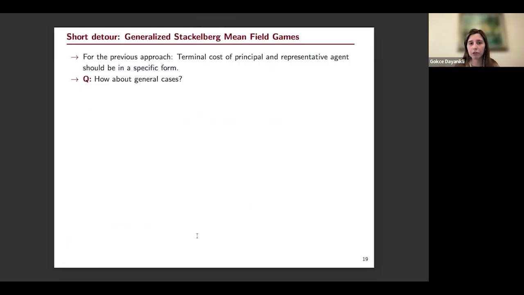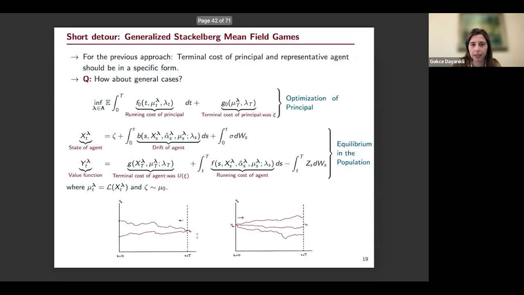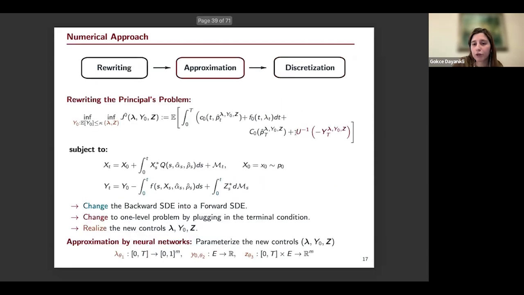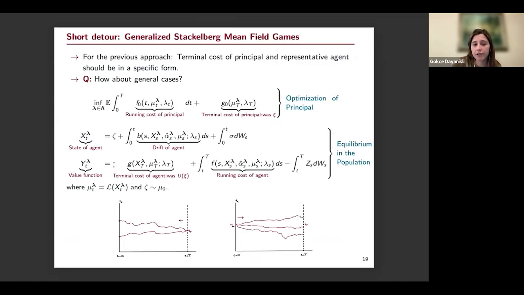In that paper, we look at generalized Stackelberg mean field games, in the continuous state version. Of course, the finite state version follows similarly. The idea is that we can end up with a similar model. Now we have more general terminal costs for both the representative agent and the principal. But with these different terminal costs, we are not able to use the trick of putting the terminal condition directly into the principal's problem. So what we do is the same thing of changing the backward equation to be forward in time and starting from an initial y0.